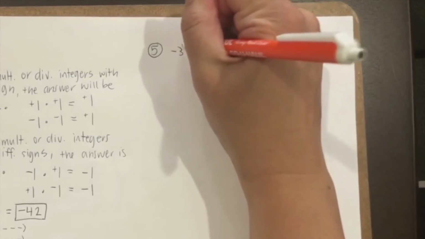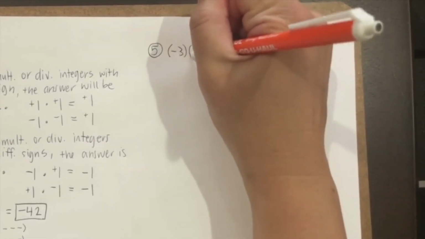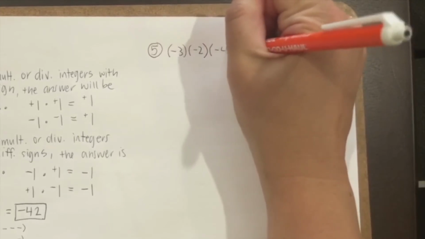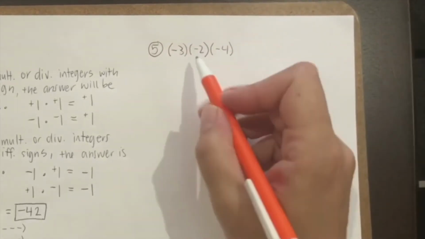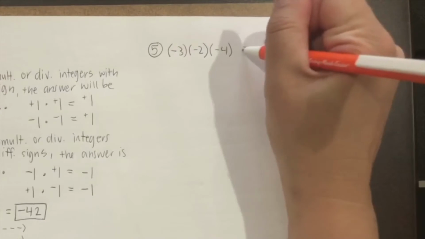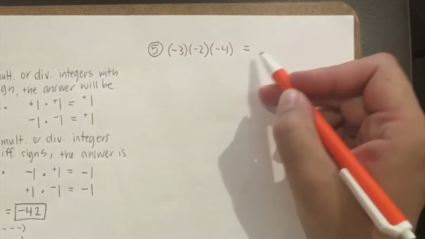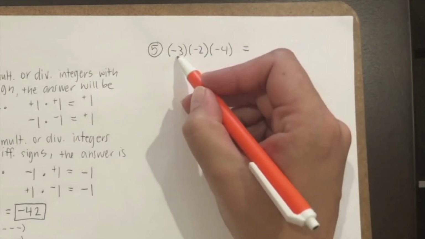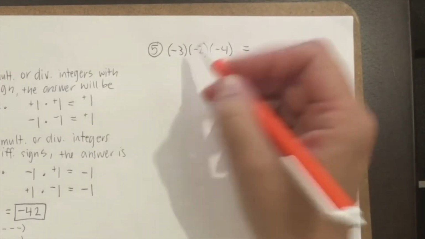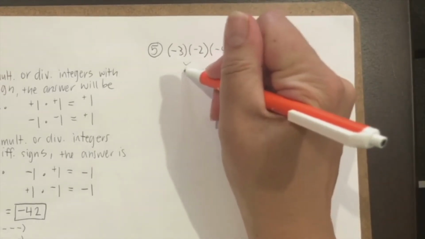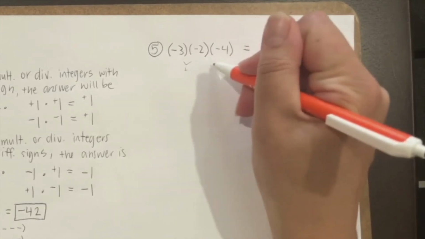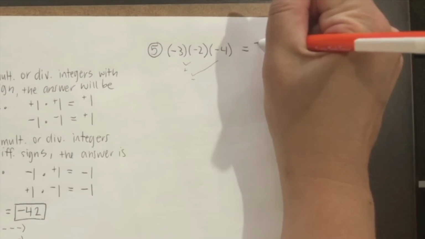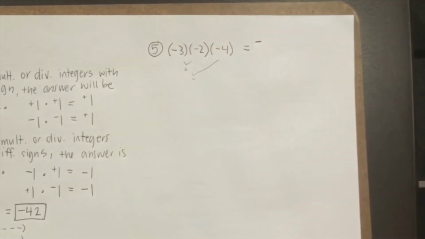-3 times -2 times -4. All right, let's just think about the negatives and positives real quick so we know if our answer is going to be negative or positive. So we have a negative times a negative. That would cancel out to be positive. And then a positive times a negative is going to be negative. So our overall answer is going to be negative.